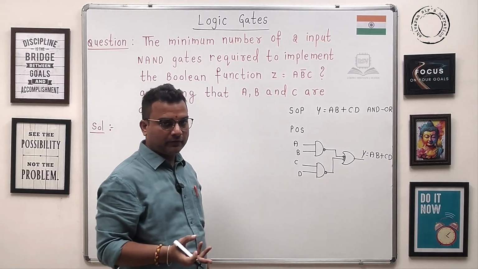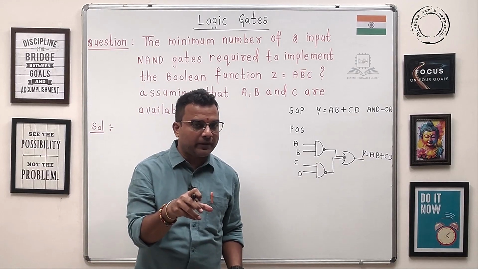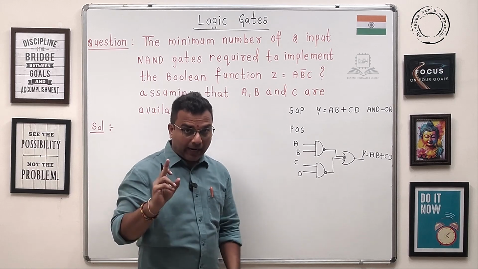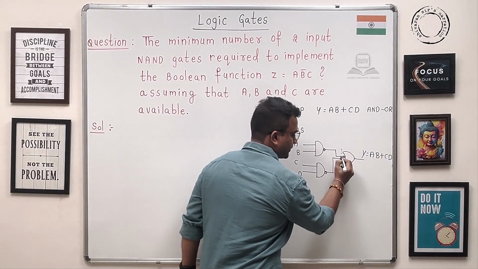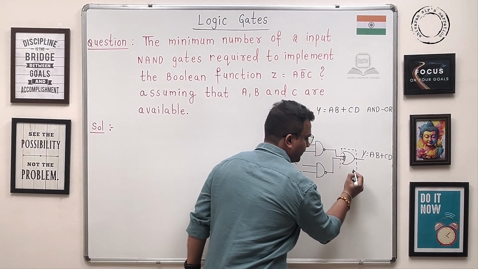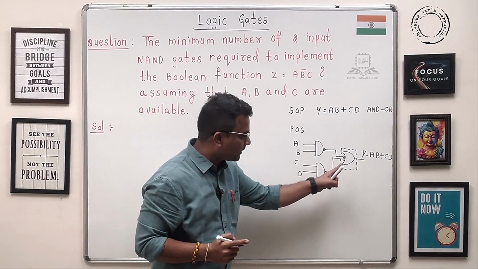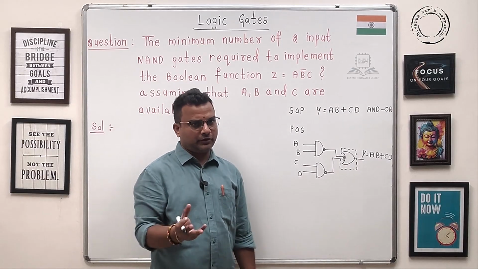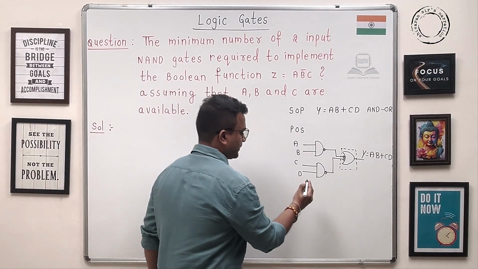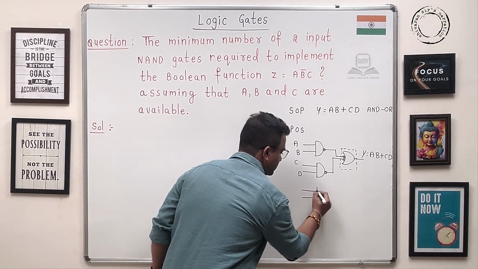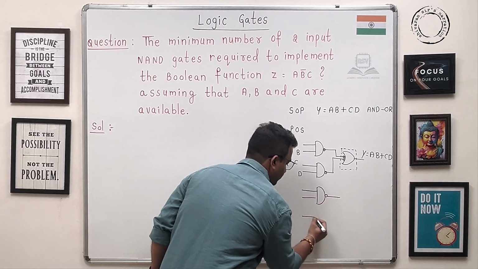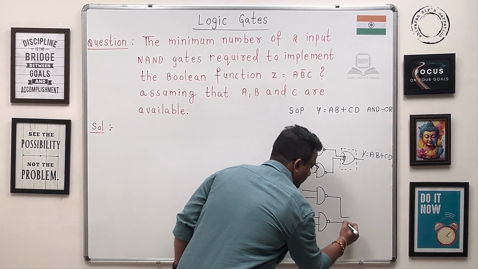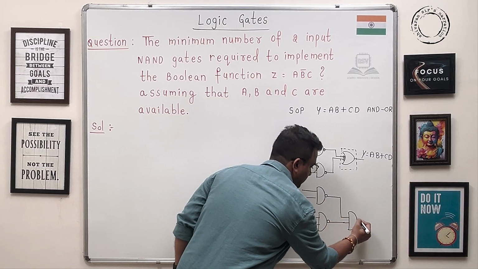Then nothing will happen. You are not going to change the actual implementation, right? Because a bar whole bar is a only. And here you take this particular bubbled OR gate. This is a bubbled OR gate. It can be represented as a NAND gate. We know alternative symbols. Hence, you can take this like this. Now the design is in terms of NAND gates only.